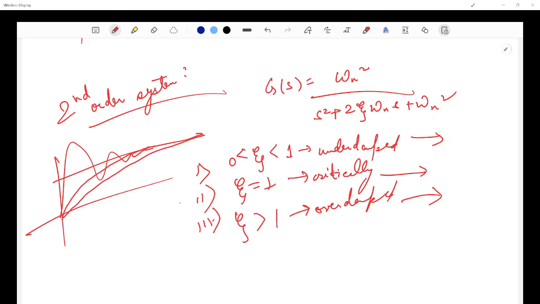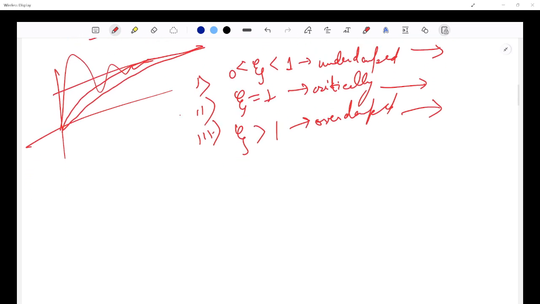After this you already know what settling time is. I have already told you it is 4 upon zeta omega n, and maximum peak overshoot is e to the power minus zeta pi upon under root 1 minus zeta square. These formulas are extremely important for dealing with control systems in robotics.